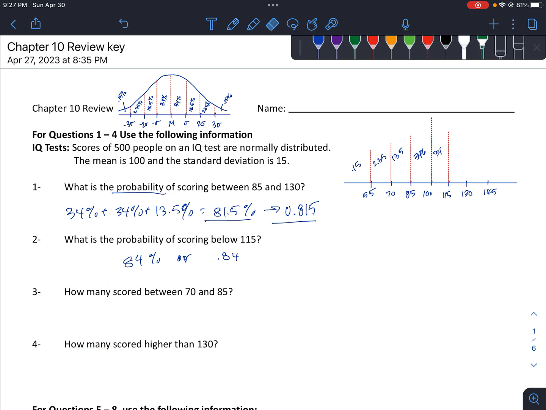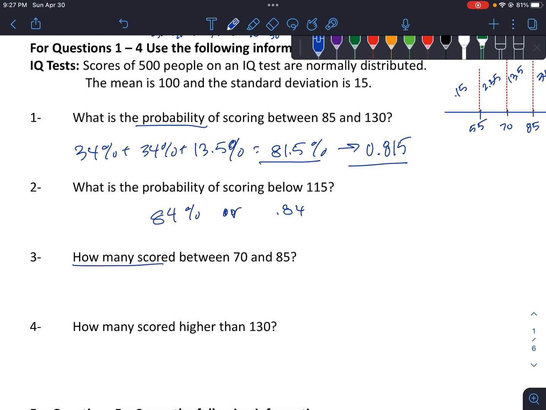How are we going to do this? All we need to do is find the probability and multiply the probability by the 500. Let's say we applied this type of question to one of the problems above. Instead of asking what is the probability of scoring 85 to 130, what if we asked how many scored between 85 and 130? We would have taken this 0.815 and multiplied it by the 500, and that would tell me how many out of the 500 scored between them. That's the same thing we're going to do here. We're going to first find the probability between 70 and 85 and multiply that probability by the 500.